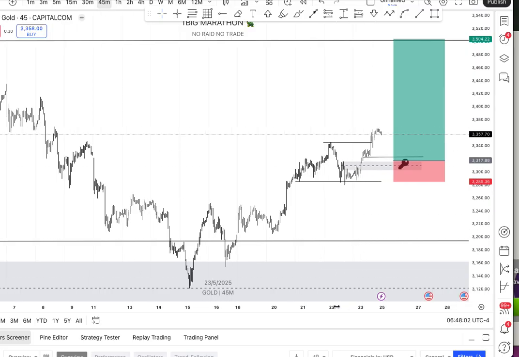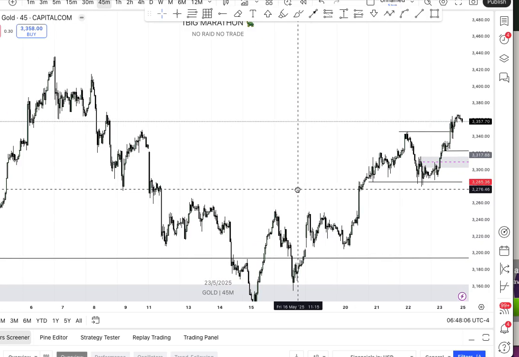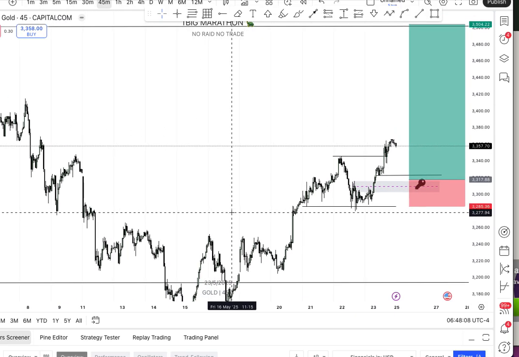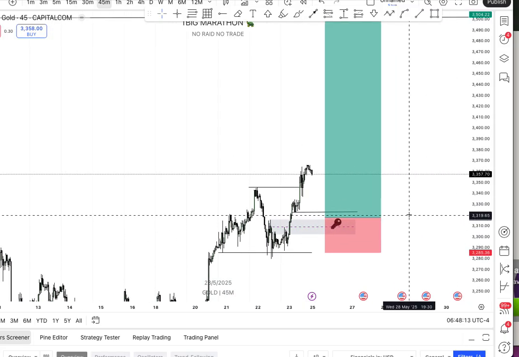My charts are very clean, simple, and straight to the point. I don't have any extra indicators on my chart. Everything is simple, a straightforward approach to analyzing the market.